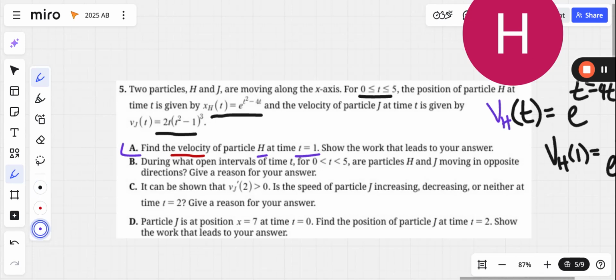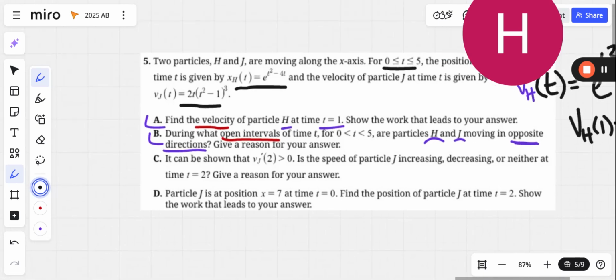All right, part B. During what open intervals of time from 0 to 5 are particles H and J moving in opposite directions? Okay, now this is quite an interesting question. Open intervals, that's what we're looking for, between 0 and 5. And we need them to be moving in opposite directions.